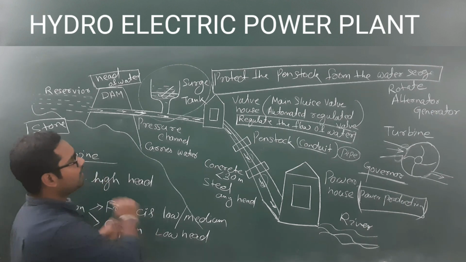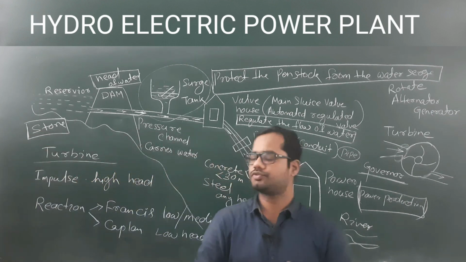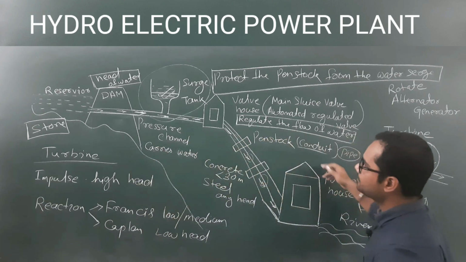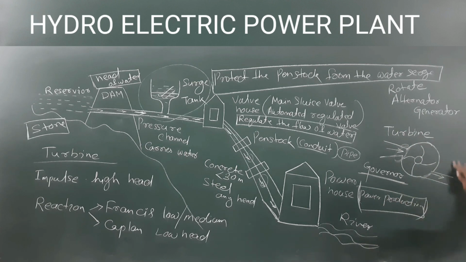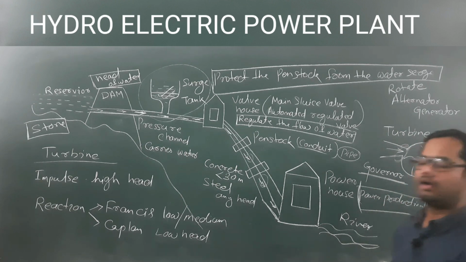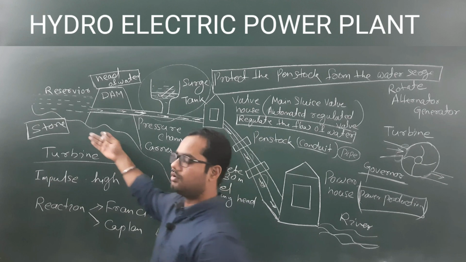It is all about your hydroelectric power plant. So in this way, this is the schematic diagram. Okay, this is the simplest diagram. So in this way, you can produce your electricity by the help of hydro energy.